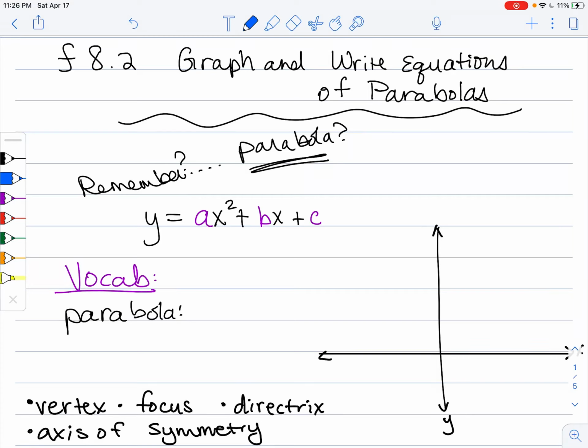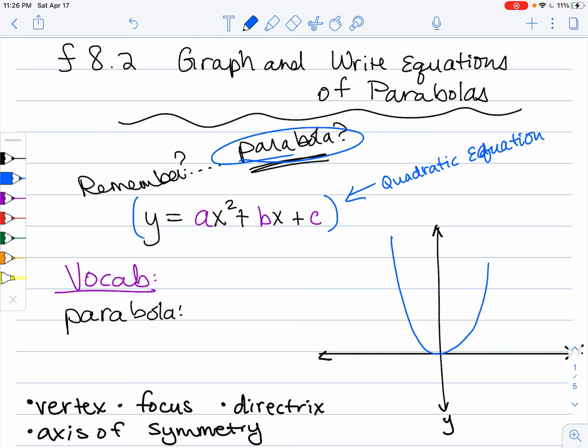Everybody, we're going over parabolas today. Do you remember parabolas? Remember that a parabola is something that we usually see with a quadratic equation. Okay, so normally we'd see something that looks like this, right? We'd say that's a parabola.